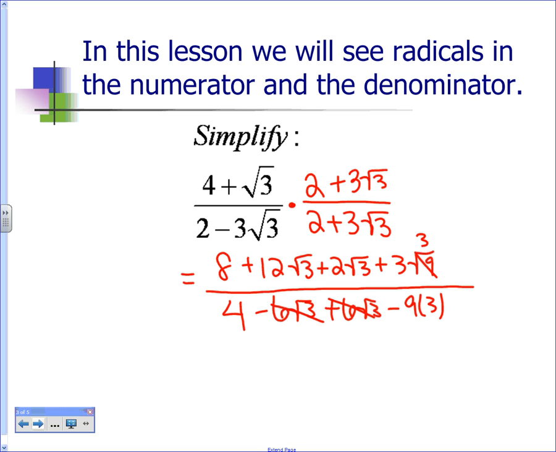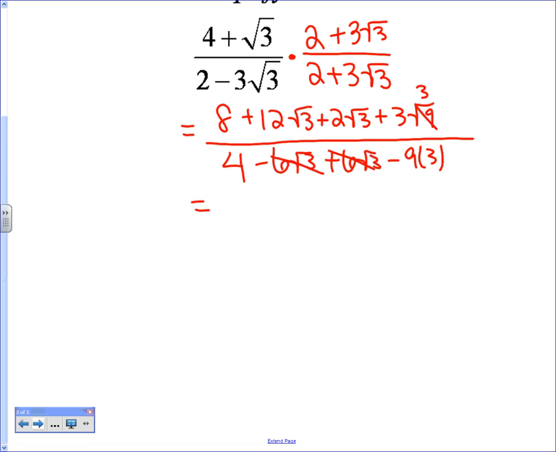Negative 3 times 3. Oh, did you have plus 6 square root of 3 minus 6 square root of 3? That's fine. You just did them in a different order. Any other questions? Okay. So, what would I have in my numerator? You're just adding them. Over 4 minus 27. Negative 23.